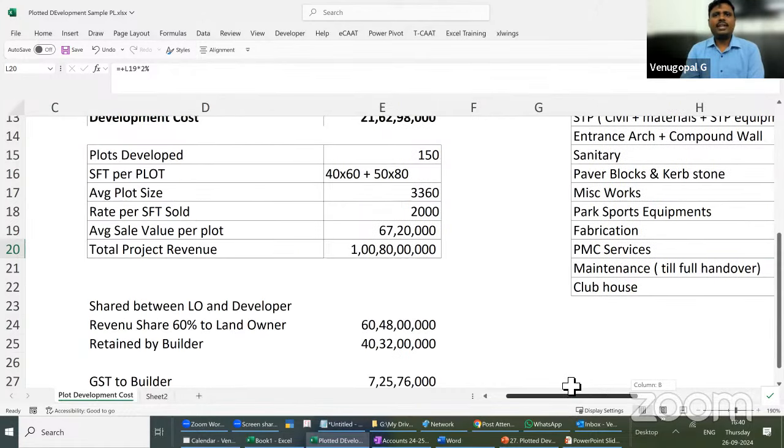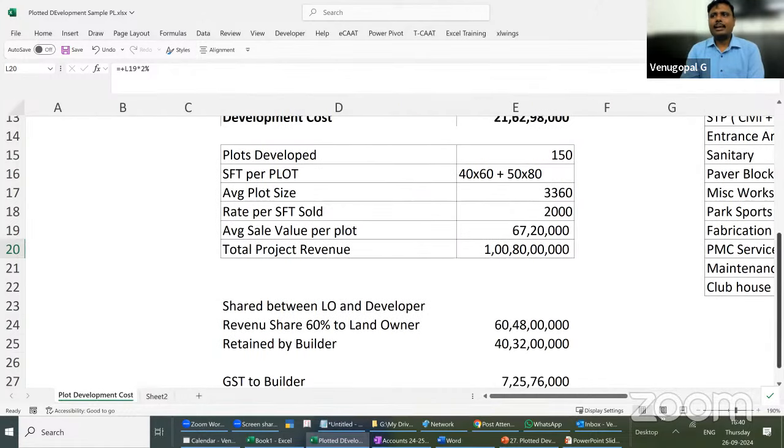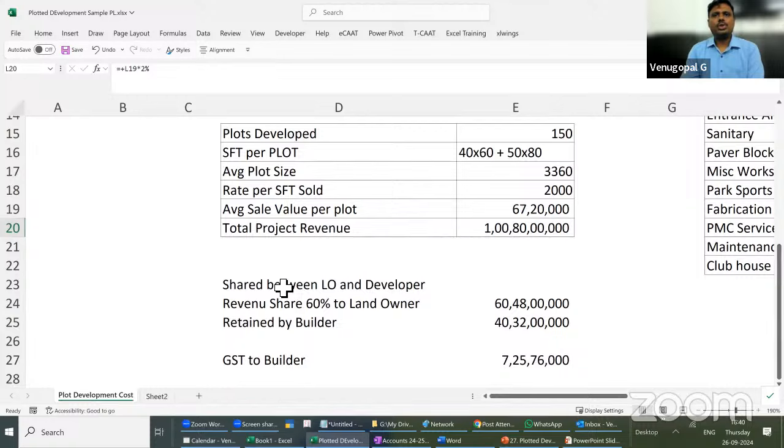Now, how does the revenue sharing work? Let us say, out of this total sales, 100 crores, 60% goes to the landowner. That means 60 crore 48 lakhs is payable to the landowner. What is retained by the developer or builder out of 100 crores, 40 crores is retained.